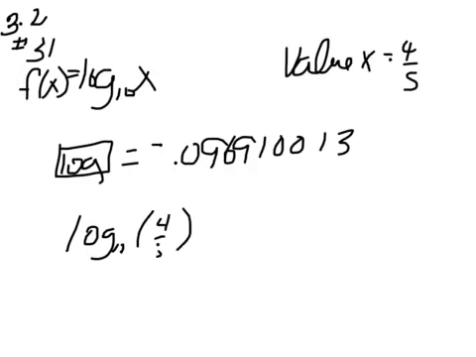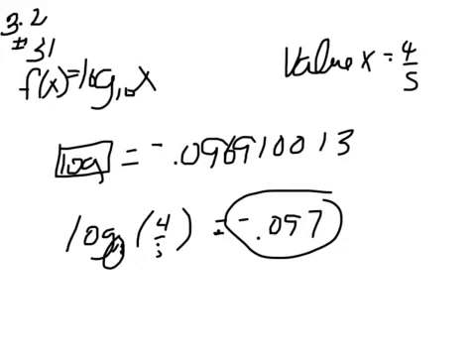Let me round this to -0.097 just so that I don't have to recopy all that. 10 to the -0.097 power is 4/5. That's what this actually means, because remember, a log is an exponent, so that's the exponent you'd put on the 10 in order to get 4/5.